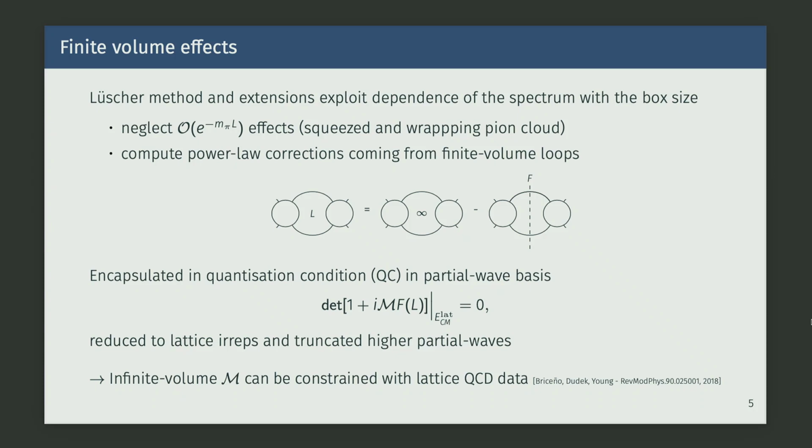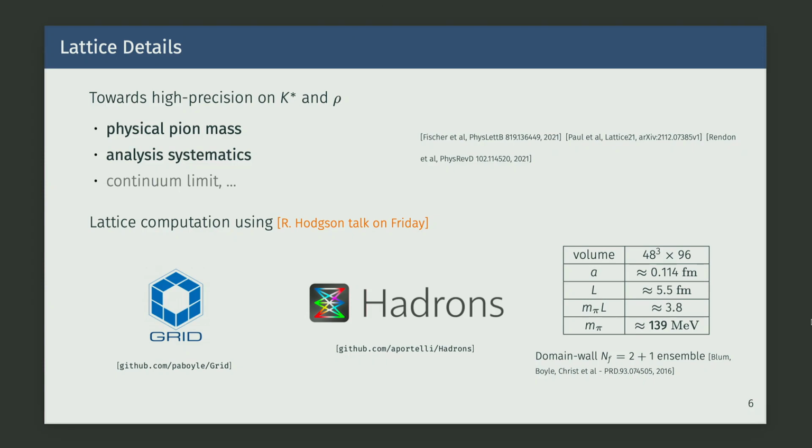Of course, you need to use it in simulations, so you need to truncate it somehow. Usually we're interested in the lower partial waves in this low energy scattering, and you also need to reduce the angular momentum representations into the lattice irreps. And after all that, we can constrain the scattering amplitude using lattice QCD data, which is pretty much established. There are still a lot of things to explore, but we see that it works, especially for two-body, two-hadron scattering.